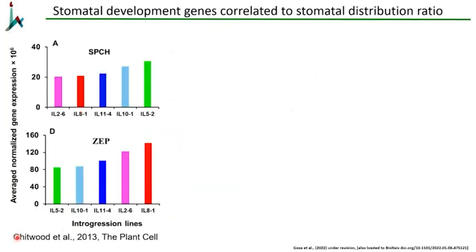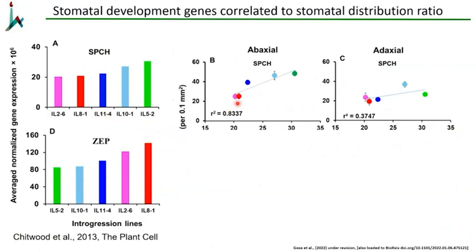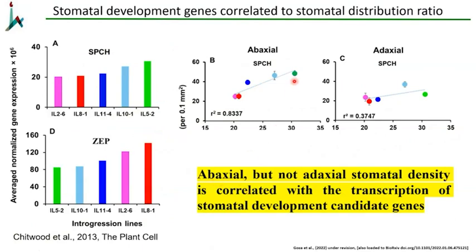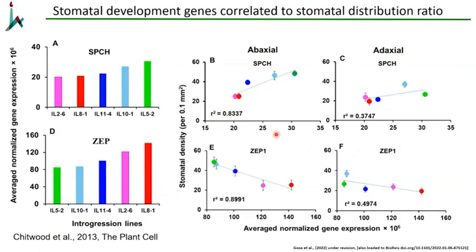So we took the Chitwood paper that actually used the same library of tomatoes and measured these genes. And we saw a very nice correlation of speechless with the abaxial side. Speechless is very nicely correlated with the stomatal density at the abaxial side. So the gene is expressed much more where we see many more stomata. And at the adaxial, we have much less. So at the lower part, we think that speechless is very much involved.